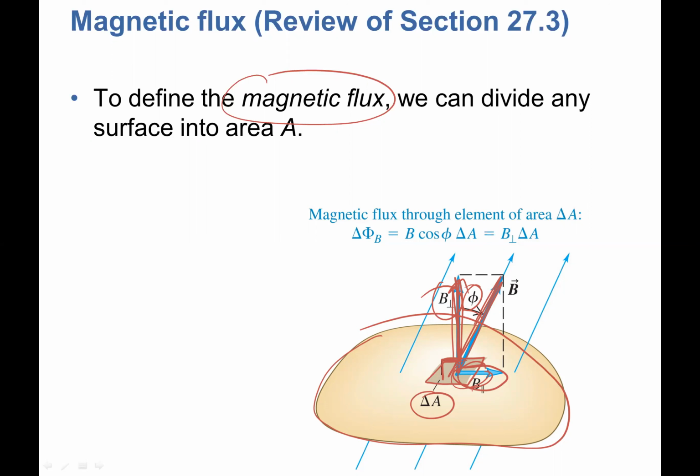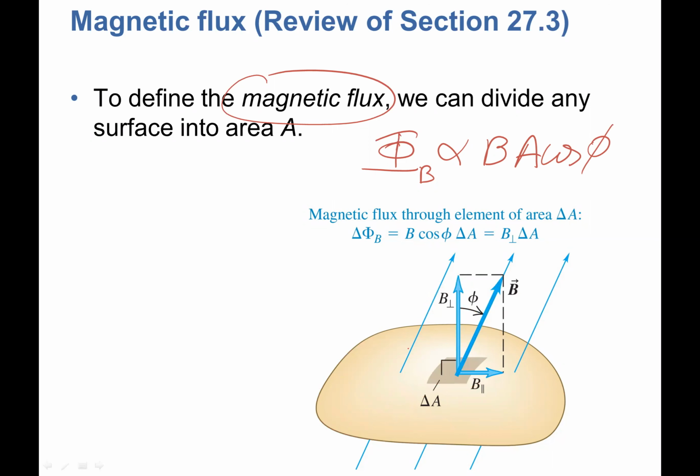So again, this magnetic flux, we're going to write this in terms of this capital phi with the subscript B. This is magnetic flux. Okay, so the magnetic flux is proportional to the strength of the magnetic field, and it's proportional to the area A. And it's proportional then to cosine of angle phi, which we're going to consider in terms of the component of the magnetic field that is perpendicular to the area of interest, right?